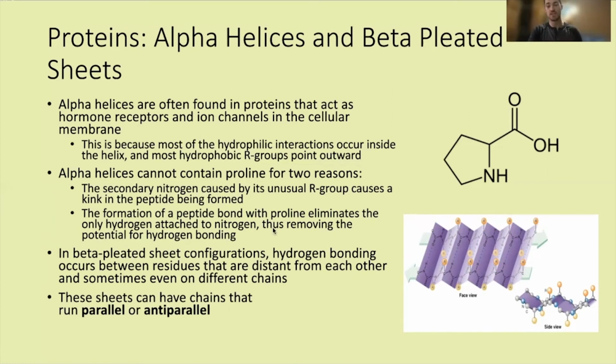These sheets can have chains that run parallel or anti-parallel. Parallel means they're running in the same direction. That's usually two separate peptide chains running in the same direction. Anti-parallel usually occurs with the same peptide chain because it's wrapping around, kind of like a snake doing a meander. Every time it passes itself, it's going to be going in the opposite direction.